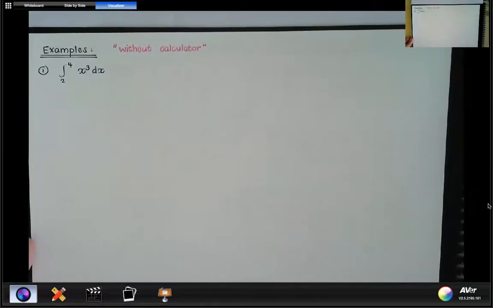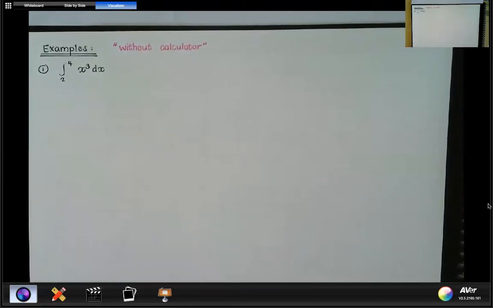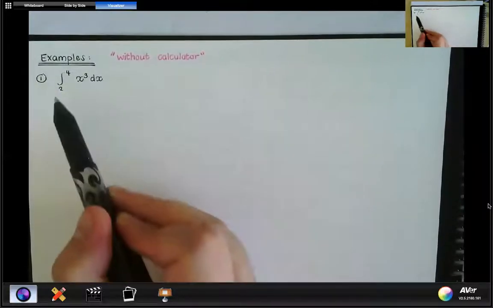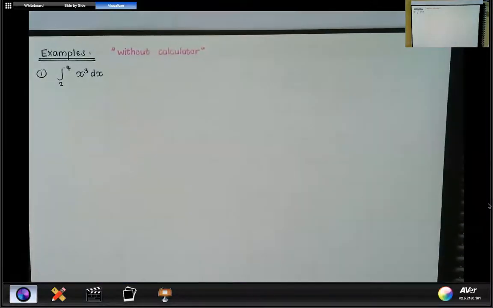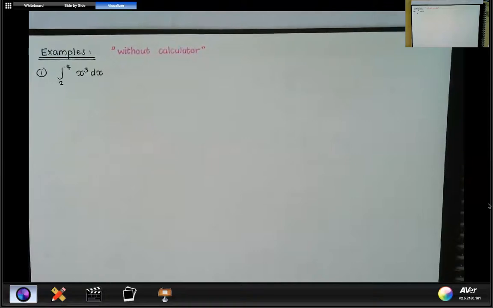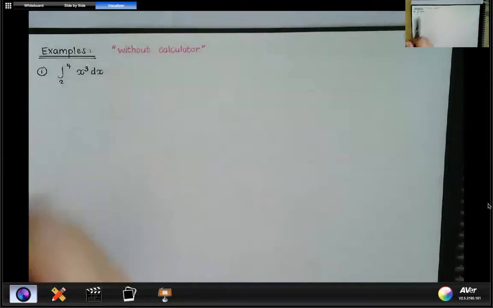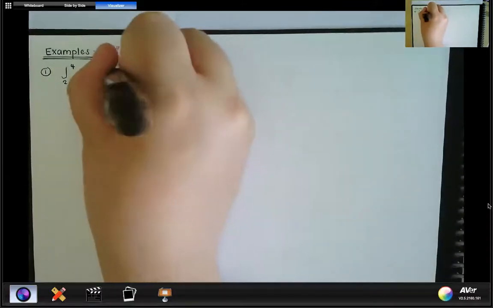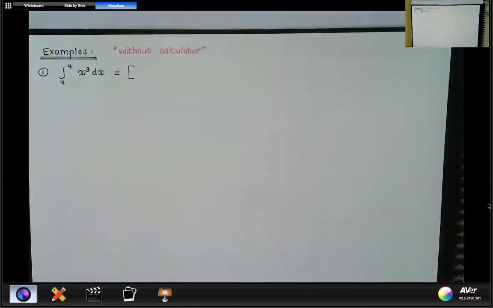We're asked to find the integral from 2 to 4 of x cubed dx, or you can think of it as the area between the curve y equals x cubed and the x-axis from where x is 2 to where x is 4. They can ask it in that way as well. They can ask it as an area question, and you must then set up your integral and then find the area like that.